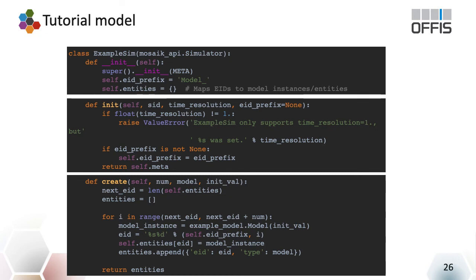Then the next function here is the create. Here we can specify the number of instances, and we get the init value. So here's basically just a for loop over the number we defined, and then we are instantiating this model by calling the init function with the init value. And then we are just storing the instantiated model in a list, one internal and one we send back to Mosaik. So this entities list contains the entity ID and the model, so that Mosaik knows which instances were created.